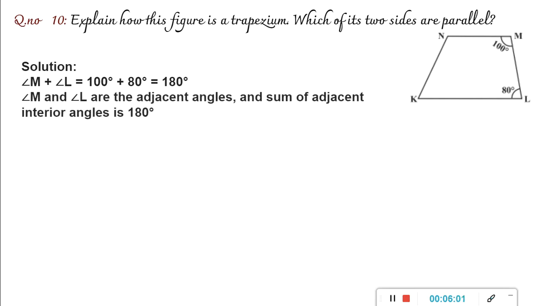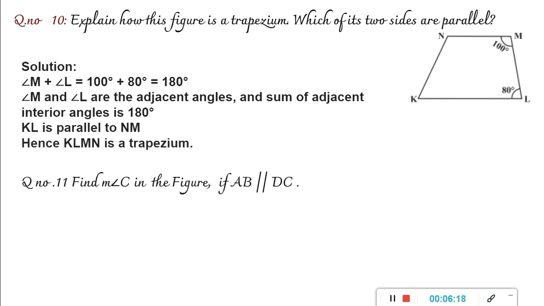So angle M and angle L are the adjacent angles, and the sum of adjacent interior angles is 180 degree. So then we can say that KL is parallel to NM, isn't it? So hence KLMN is a trapezium.